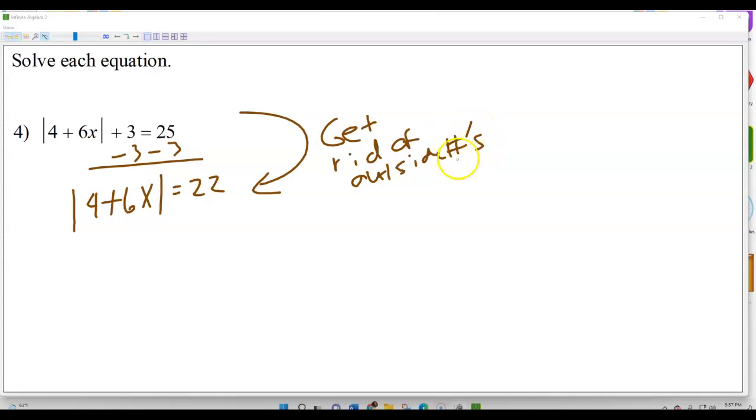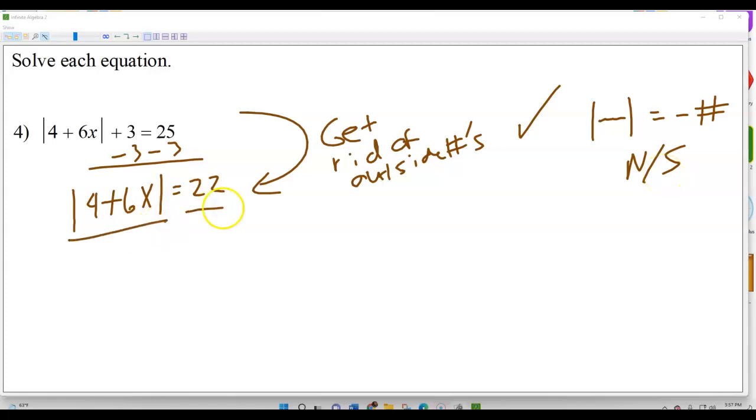Now at this step, it's kind of important to check. Do you have a situation like this where you have absolute value of blah, blah, blah equals a negative number? If you ever have an absolute value equal to a negative number, that means there's no solution. So you would stop and say no solution. But in my case, I have an absolute value equal to a positive, so we are going to keep going.